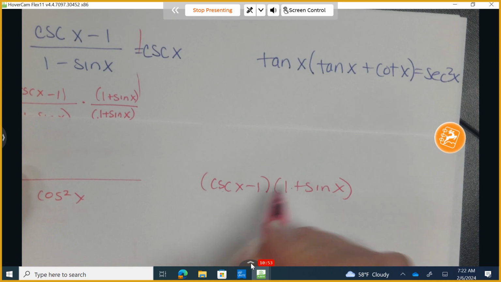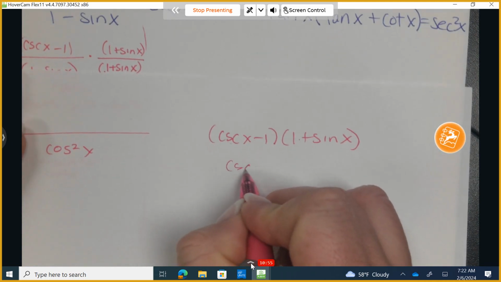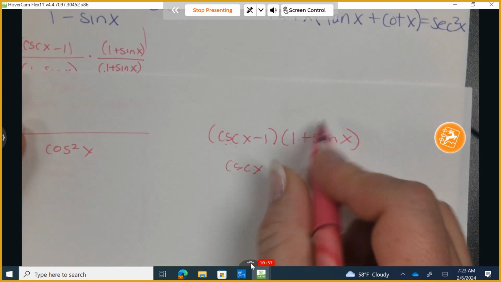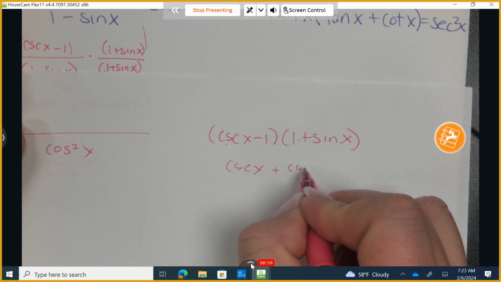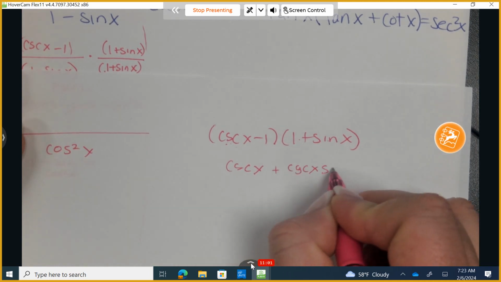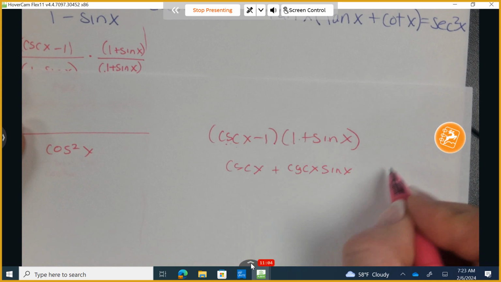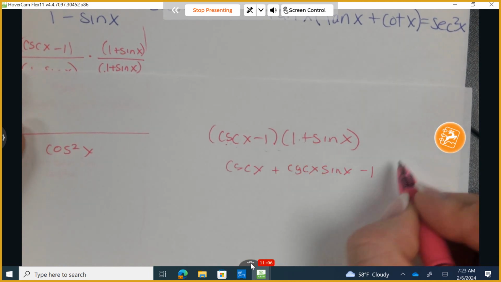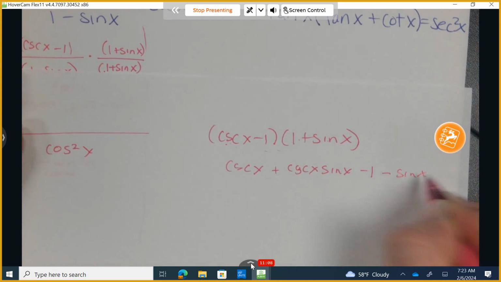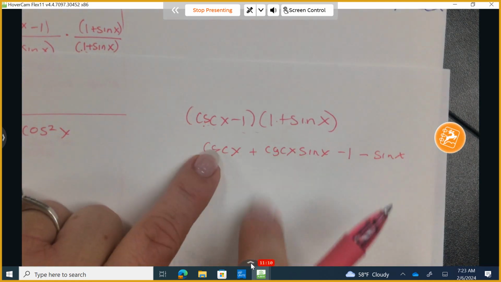Okay, multiplying the fronts, I have cosecant of x. Multiplying the outsides, I have cosecant x sine x. Multiplying the insides, I have minus 1. And multiplying the last, I have minus the sine of x. Now I want to make sure that I did this correctly. That's correct, correct, and correct.